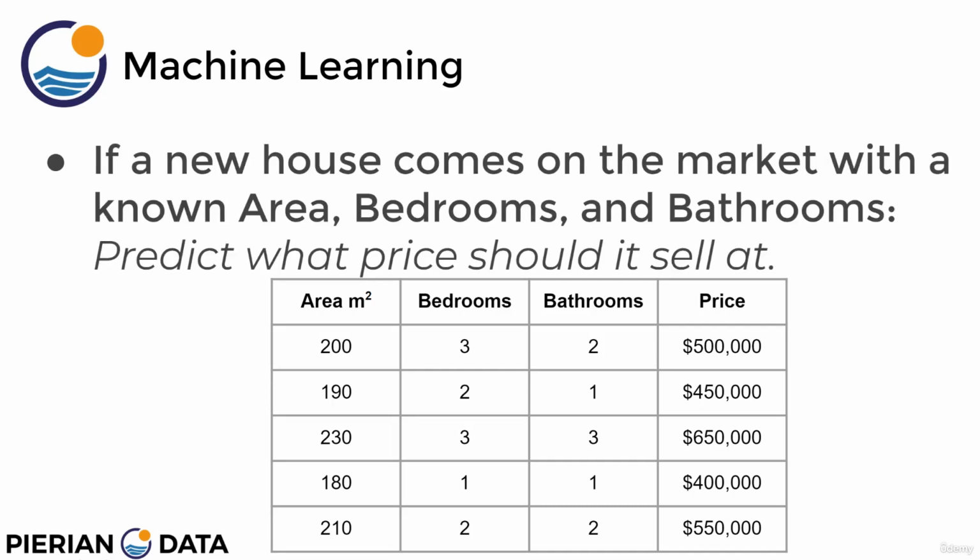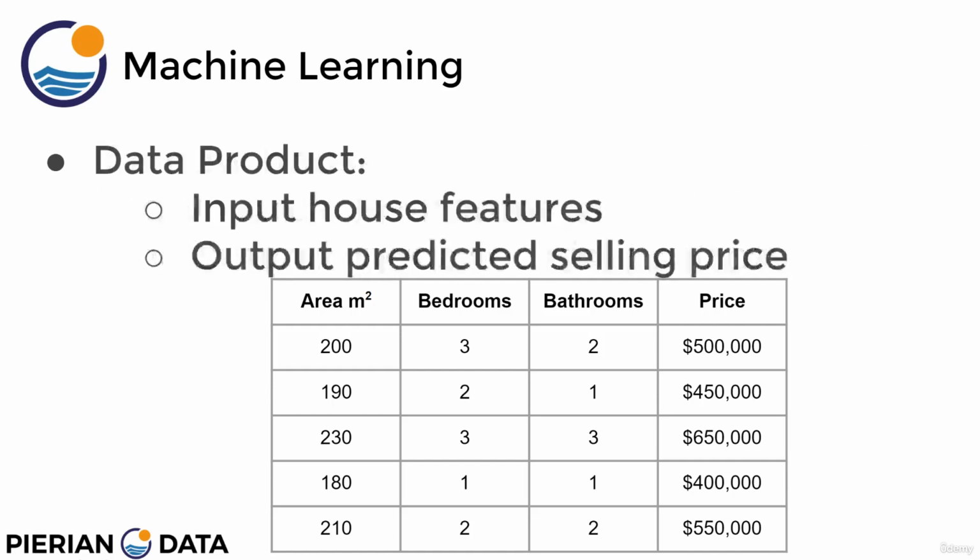And then what we're going to do is try to create a data product that can help us with the task of predicting what price a house should sell at. So at the end of the day, if a new house comes onto the market, and we know the area, bedrooms, and bathrooms of the house, what price should I list it at, based off what I know about historically sold housing?